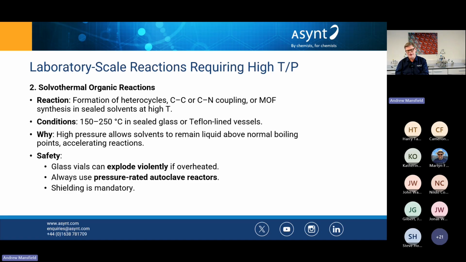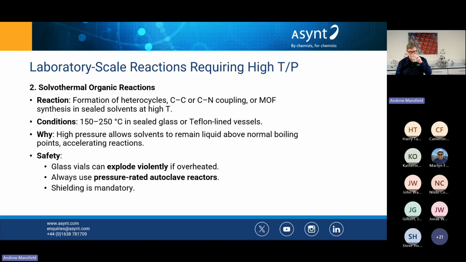So these are solvothermal type organic reactions. In these reactions, we are analogous to microwave heating. We are taking our organic solvents way above their boiling points. We're using pressure to keep those in liquid form. So we are typically using, again, high temperatures, and we are inducing high pressures. We can use these types of reactions for formation of heterocycles, carbon-carbon, carbon-nitrogen type bonds, and MOF synthesis.